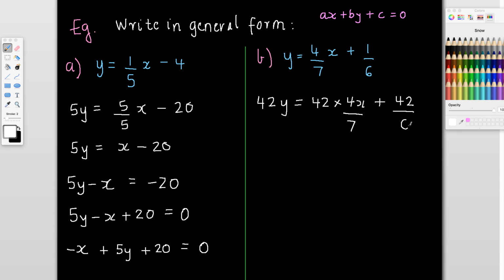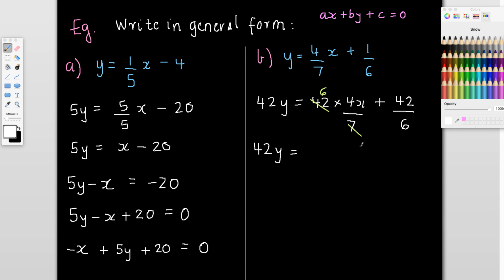So I've multiplied everything by 42. The reason I'm going to do that is I can do some nice cancelling now. So 42y. So 42 by 4 on 7. 42 on 7 is 6. So 6 by 4. So effectively what I've done is this.